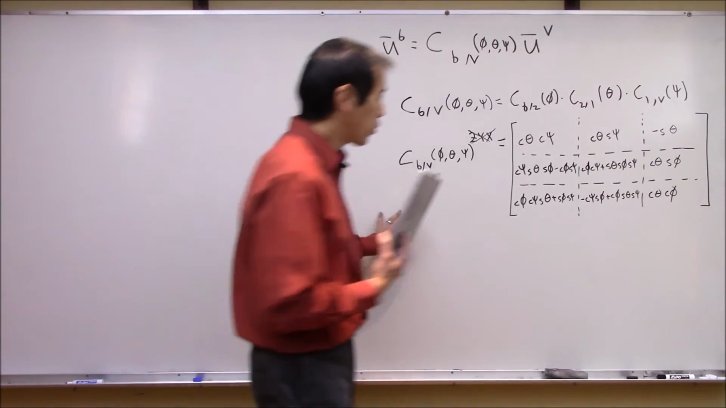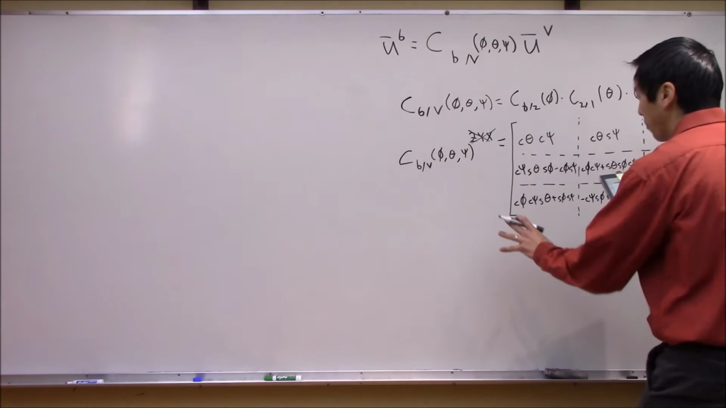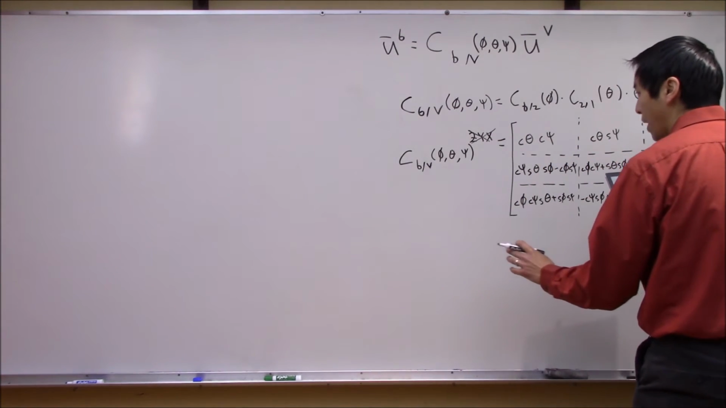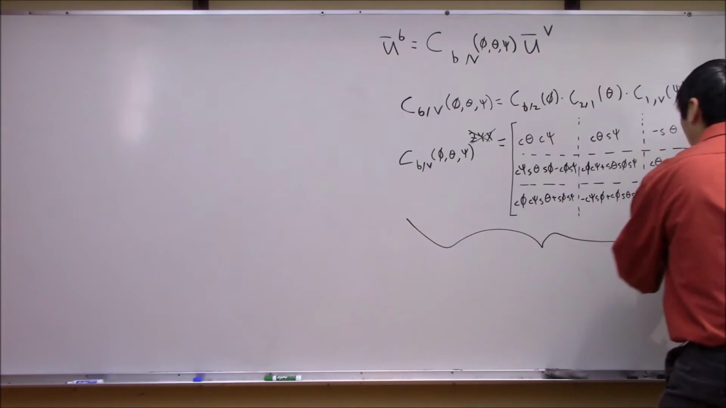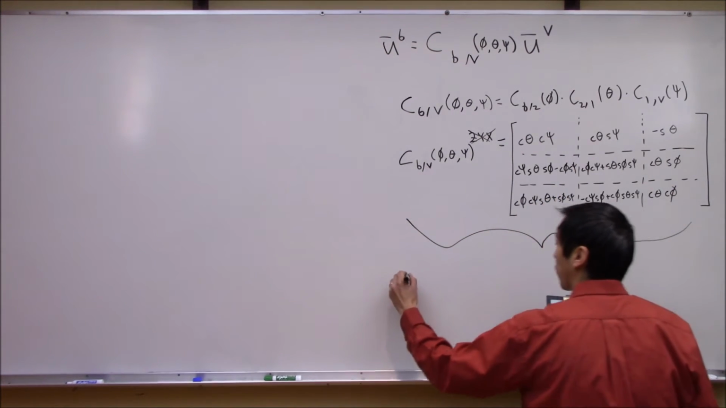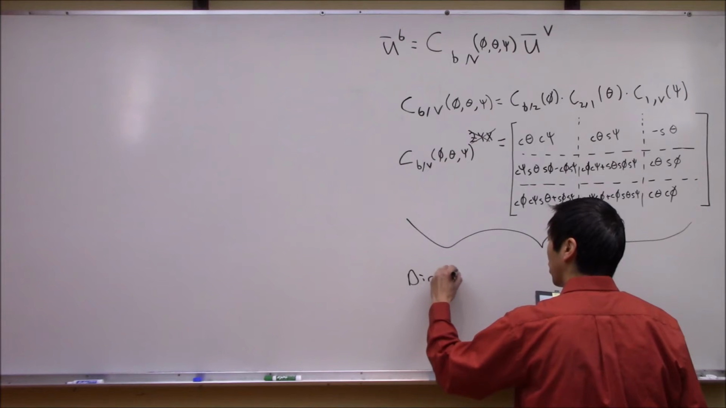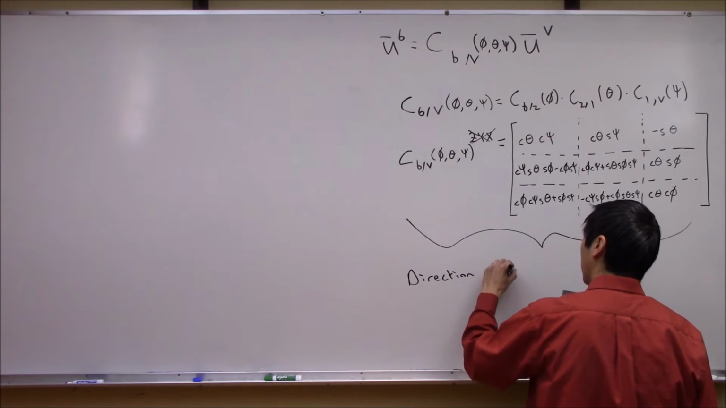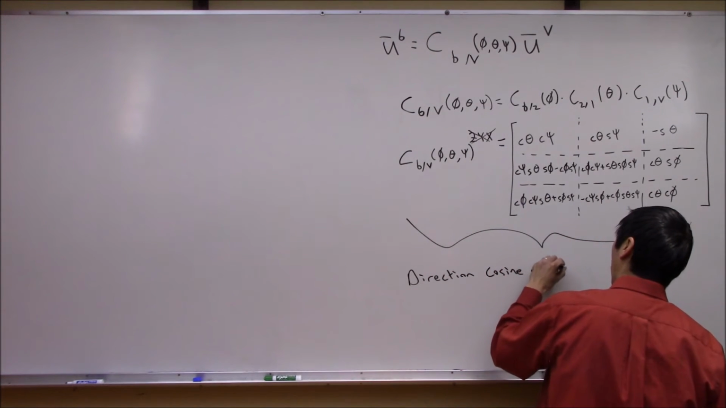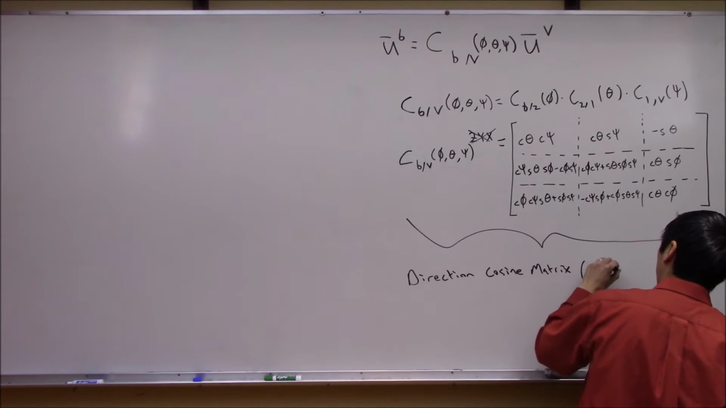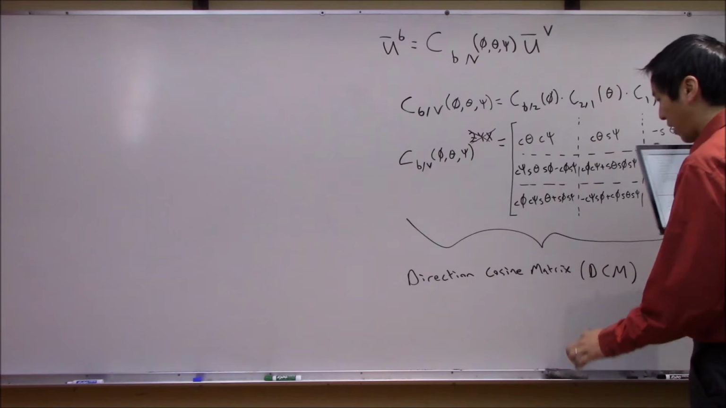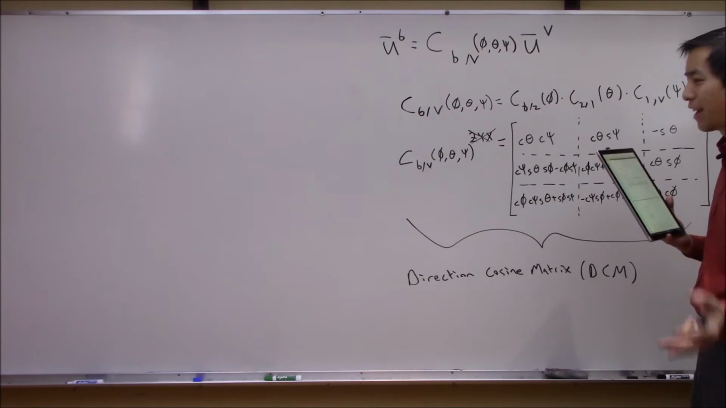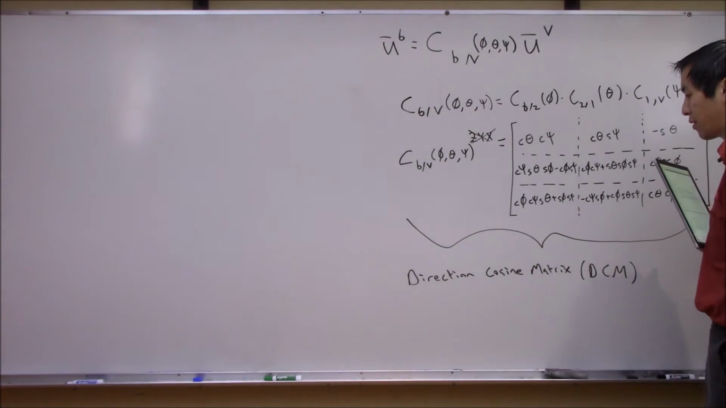All right, so I cleaned up the board a little bit to get us some room. A couple more remarks about this rotation matrix. This product of these three matrices, you'll also sometimes hear referred to as the direction cosine matrix, or DCM. And you can see where it gets this name, right? It has something to do with telling you about directions, and as you can see, there's a lot of cosines and sines in it. So this is sometimes referred to as the DCM.